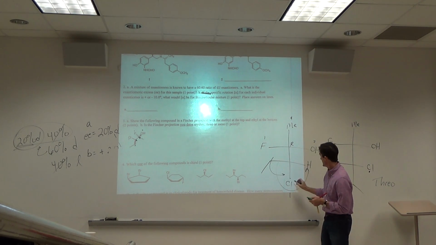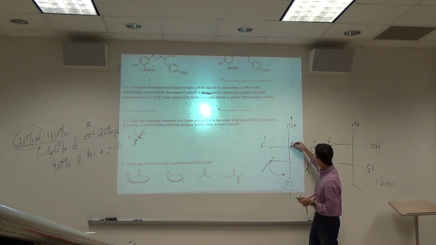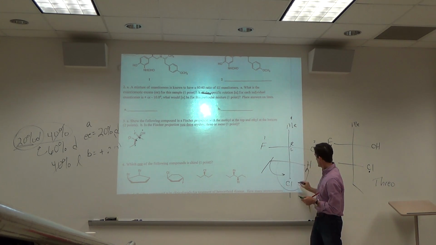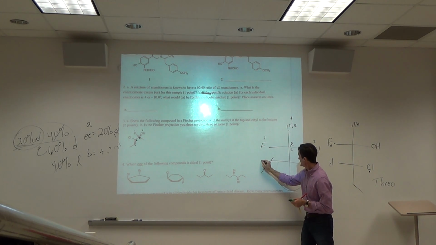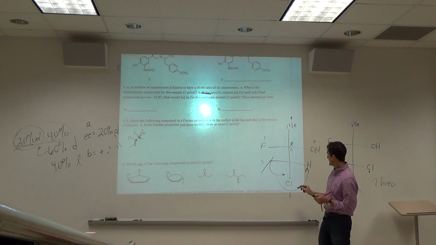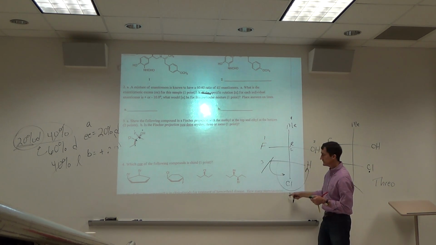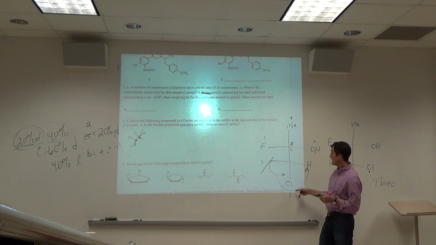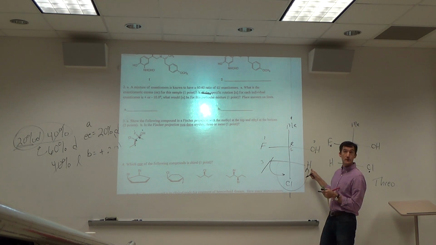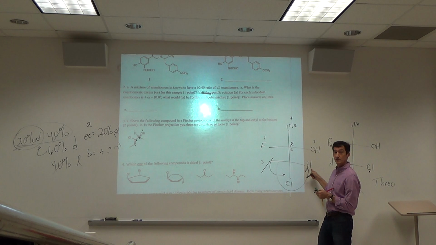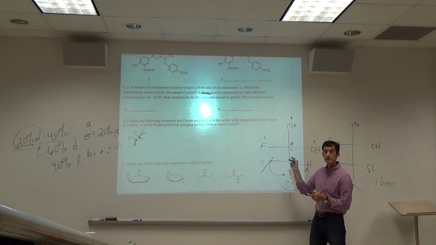Chlorine is 1. Carbon with OH is 2. And ethyl is 3. 1, 2, 3. Uh-oh, it's counterclockwise. The H is coming forward, so we reverse counterclockwise to what? Yes. Likewise, R. You see, it's the same thing.